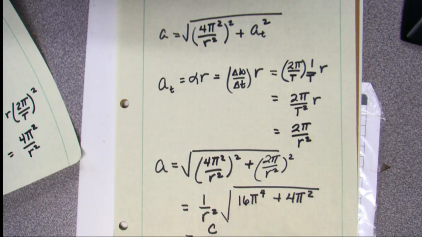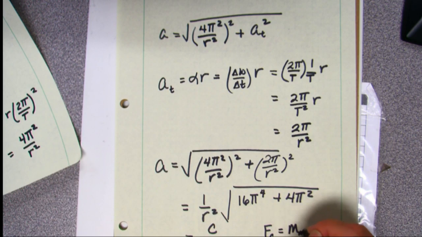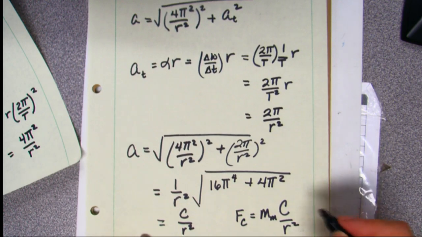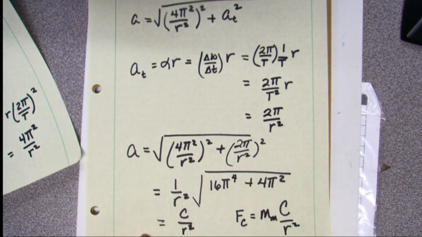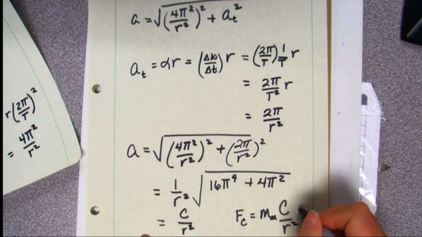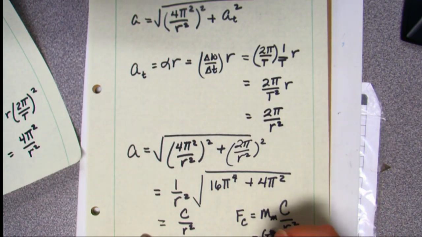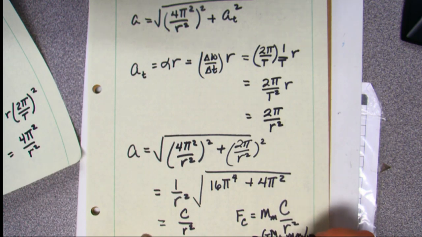over r squared. So now I can say the force of our centripetal acceleration is the mass of the moon, c over r squared. And that constant that Newton actually shows is that that c becomes the gravitational constant, mass of the sun, mass of the moon, over r squared.